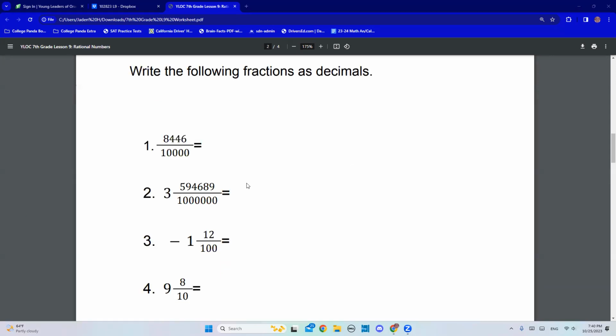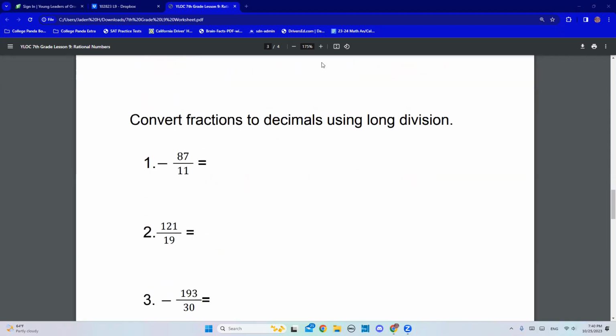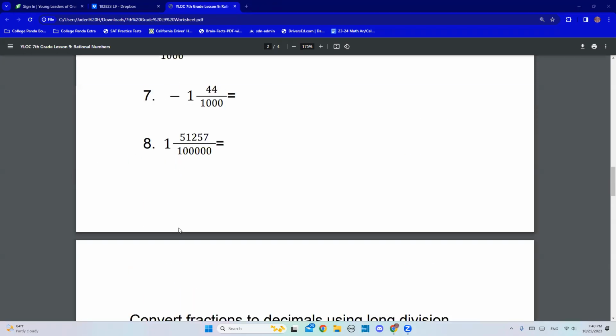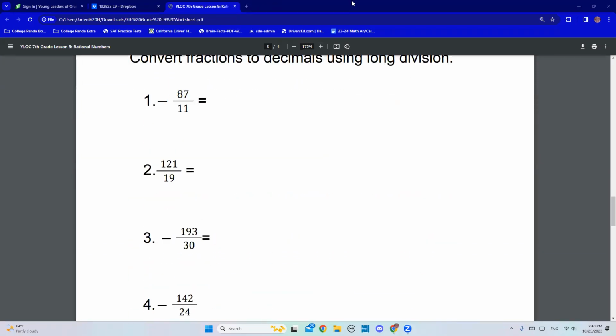All right, let's move on to the next set. Convert fractions to decimals using long division. So this is pretty much the same. Just this time we would have to long divide, but that's what we've been doing. So 87 divided by 11.